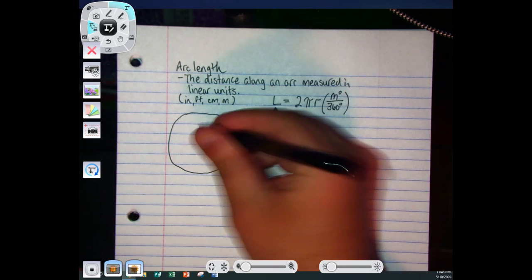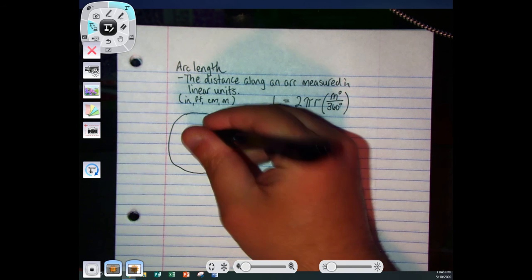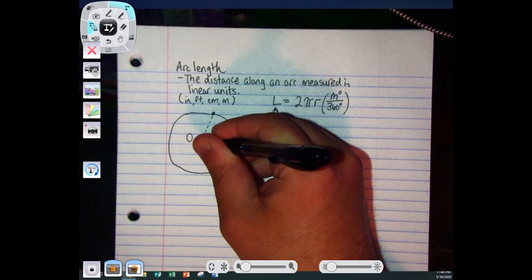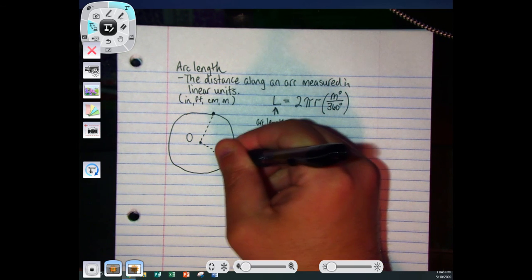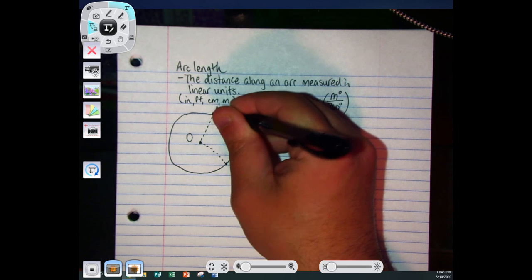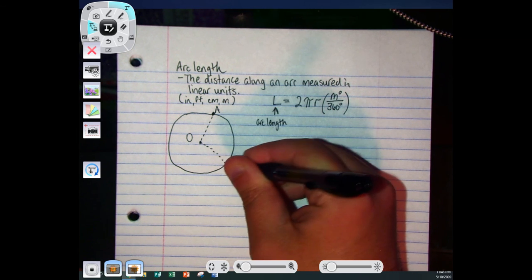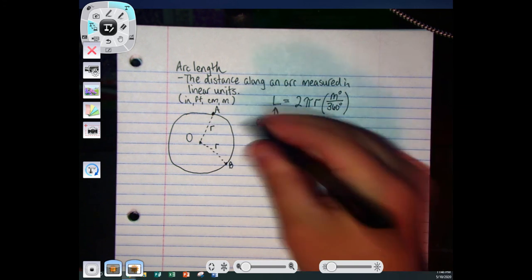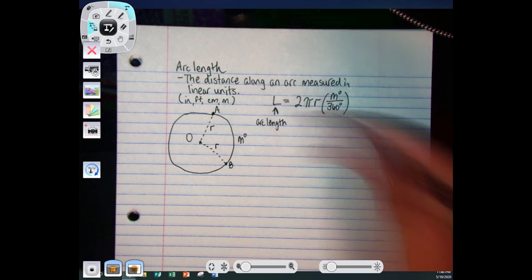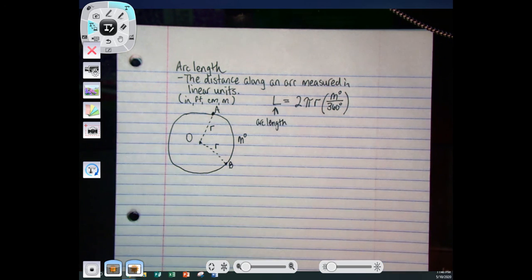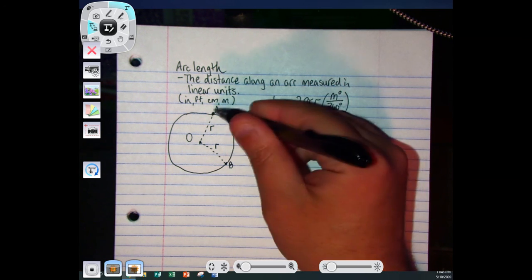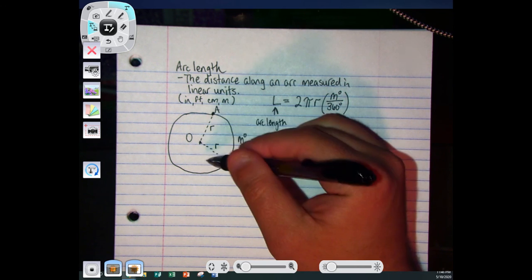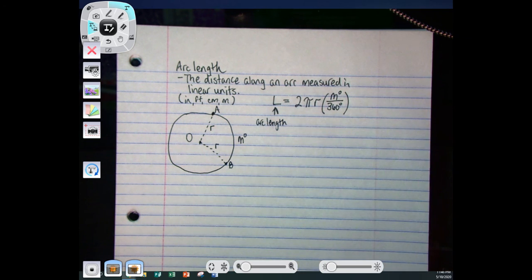To find the length of the arc, we have our center, which we'll call O. We have our radii, which extend out from the center to the circle at points A and B. Because these are radii, these are the same. Then the measure of the arc is m degrees. What we're doing is calculating what percentage of the circle this is in degrees, and then multiplying it by the circumference to determine the actual length of the arc.